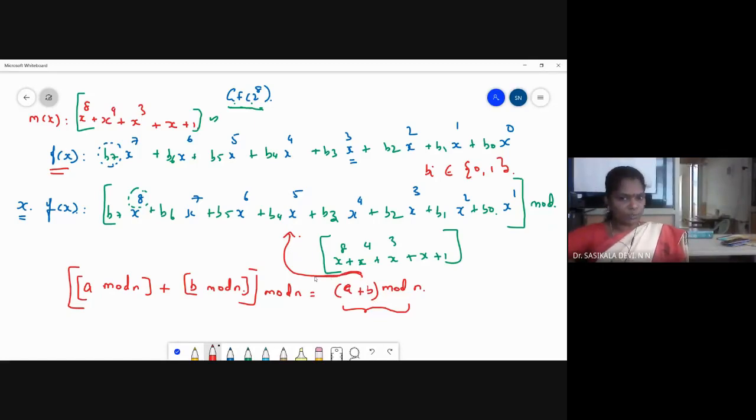Now just match it with this polynomial. This polynomial is an a plus b polynomial, and I have to split it into two polynomials. So let this part alone be a, plus this part alone be b. Now this is in the form a plus b mod n, where n is m of x. Here a is a polynomial, b is a polynomial, n is also a polynomial.